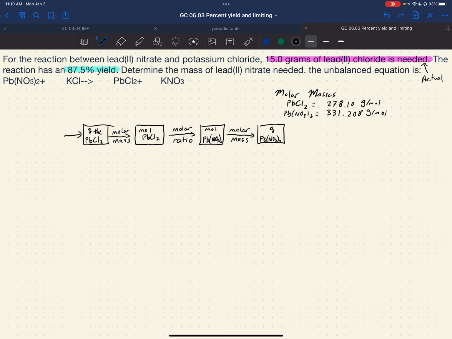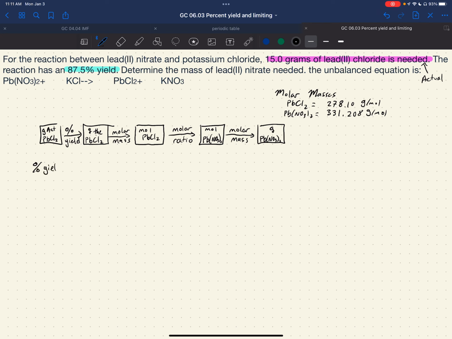But I don't have that. I have the actual yield of PbCl2, which I can get to grams of theoretical using percent yield. So that's where I'm going to start. This is my plan. I'm going to use percent yield to go from the actual mass of PbCl2 to the theoretical mass of PbCl2. And then I'll take that, put it in dimensional analysis, and go from grams of PbCl2 to grams of Pb(NO3)2.